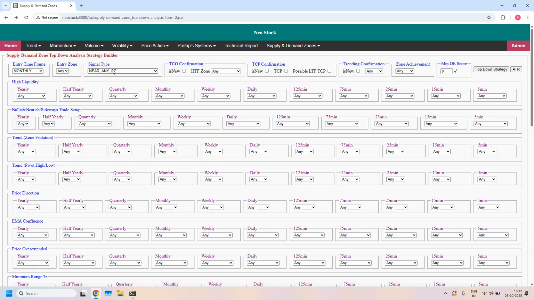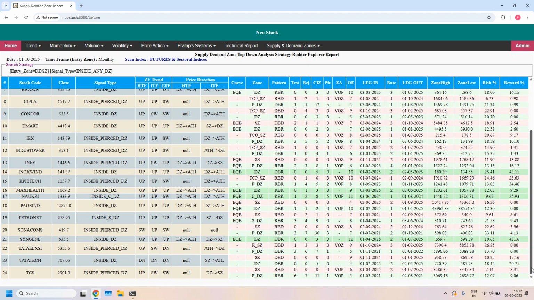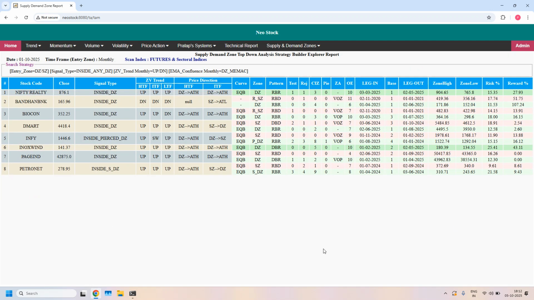Next, price closed inside the monthly demand zone. First 18 stocks in the list. Scrolling the list down. Total 24 stocks are filtered. Can further filter based on monthly demand zone having monthly EMA Confluence and also trend on the monthly should not be sideways. We got 8 stocks.